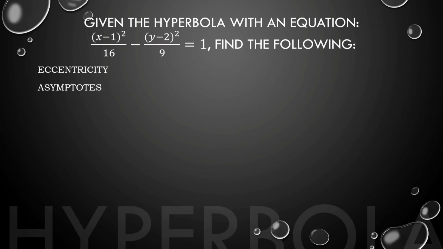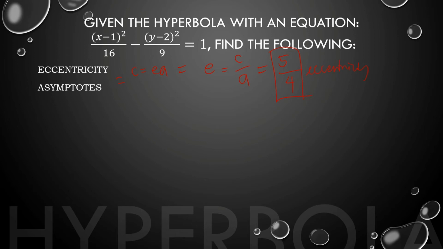And then, yung eccentricity naman. Para makuha yung e, divide natin yung c by a. So, yung c natin na nakuha is 5. And then, yung a natin, square root of 16 is 4. So, 5 over 4 yung eccentricity.